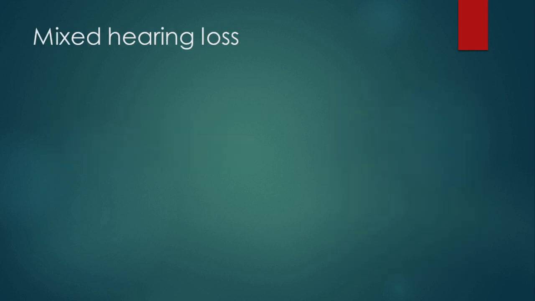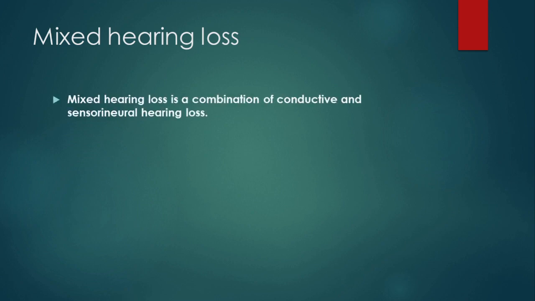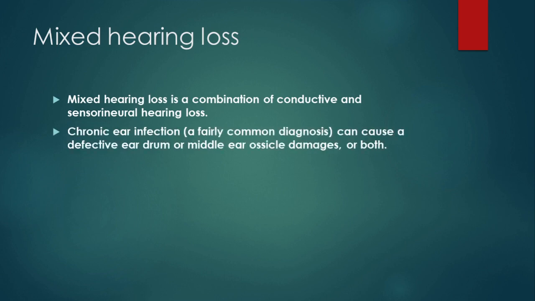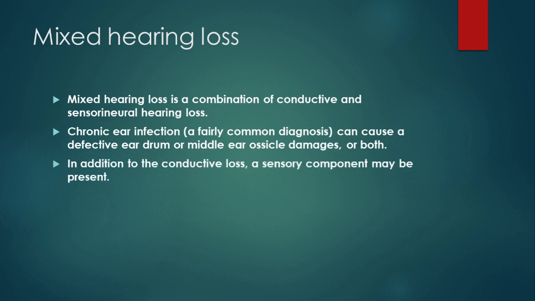The next type of hearing defect is mixed hearing loss. It is a combination of both conductive and sensory neural hearing loss. Sometimes a chronic ear infection can cause damage to the eardrum or middle ear ossicles. In addition to this, a sensory component in the inner ear may also be malfunctional. This results in mixed hearing loss.